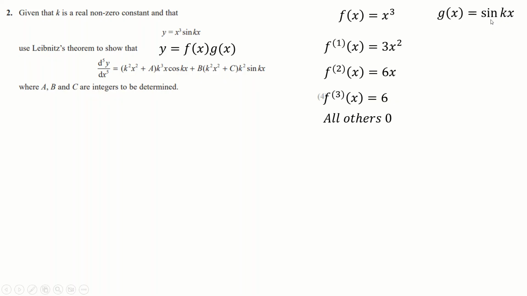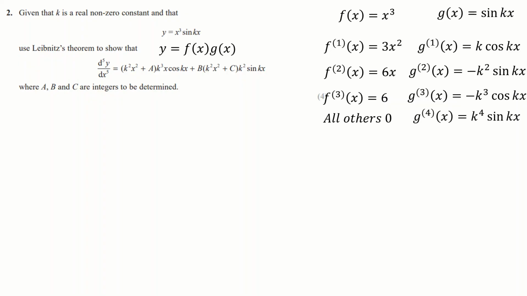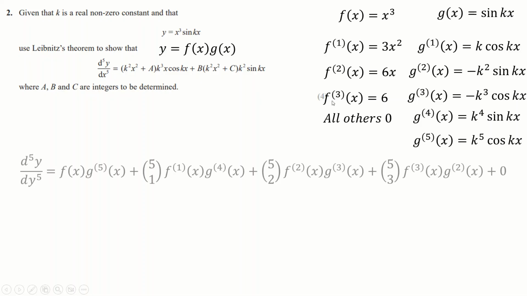This one, of course, sine differentiates to cos, which differentiates to minus sine, which goes to minus cos, which goes back to positive sine again. And then one more time when we get this here. And now all we have to do, I think, is say d to the 5y over dx to the 5 is going to be, it's a bit like a binomial expansion, isn't it?